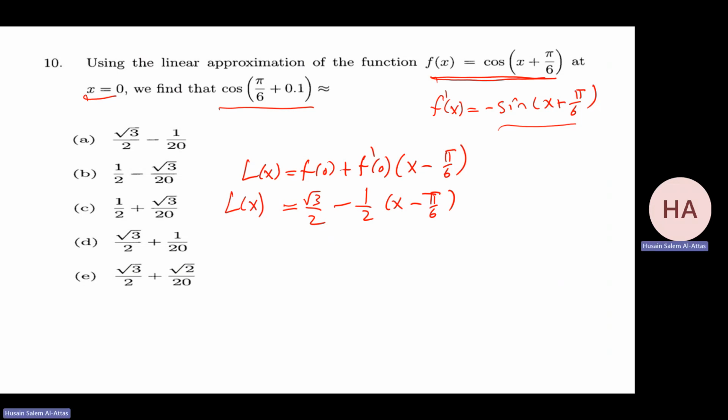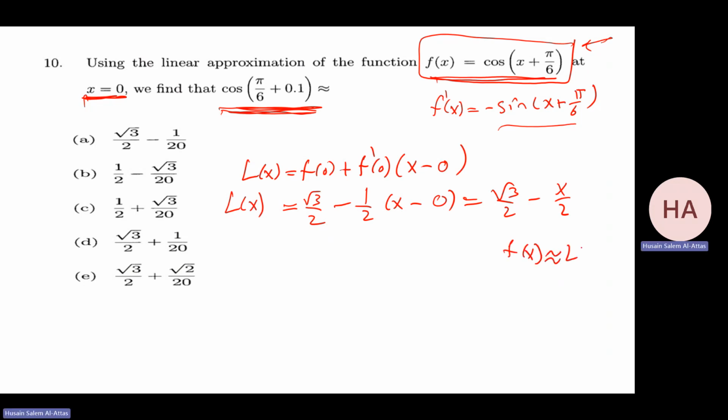Now I want to approximate this. Wait a minute. This is x minus 0. Sorry. This is x minus 0, since I take the function as a whole. This is x minus 0. So it's square root of 3 over 2 minus x over 2. I'm not doing it with pi over 6 because I take this as a complete function. So I'm dealing with a as 0.